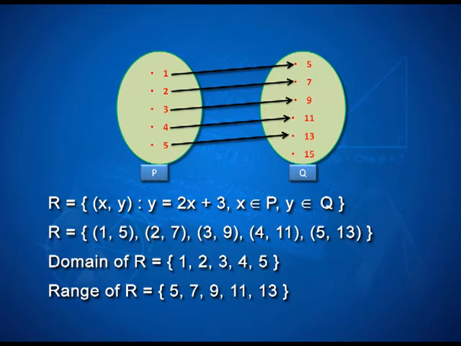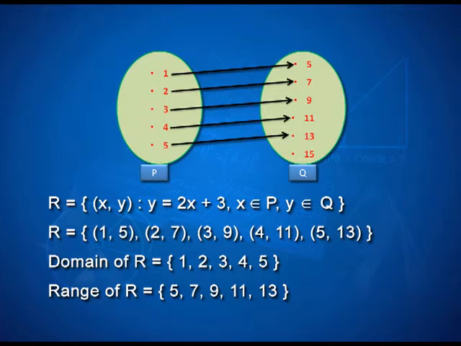Therefore, the domain of R is all elements present in the first position in the ordered pairs. That means 1, 2, 3, 4 and 5. How about the range? We said range is the collection of the images. Each element of the set P had an image in the set Q, and those images when put together as a set result in the range, in this case 5, 7, 9, 11 and 13.